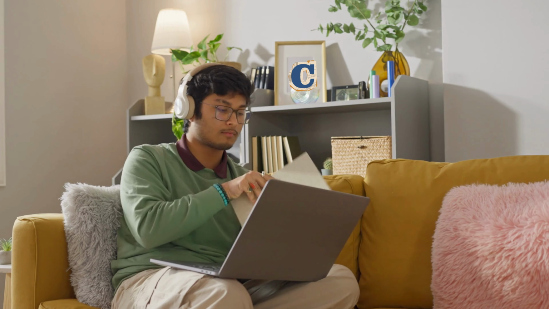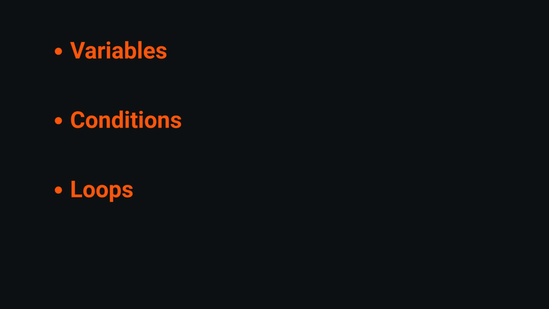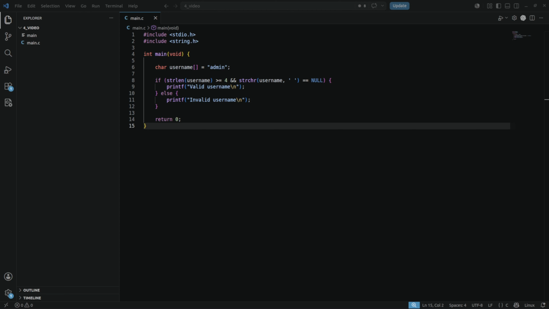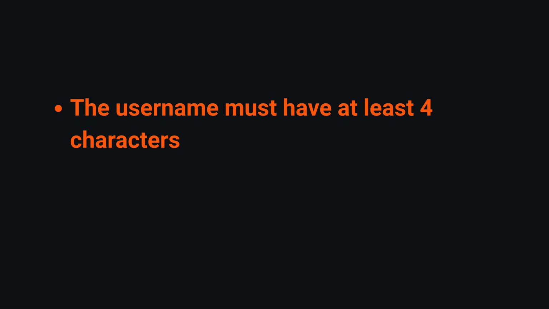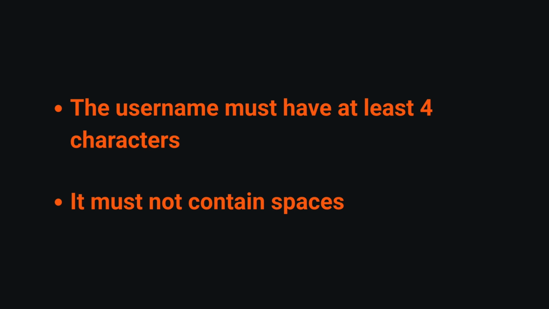Before we look at syntax, let's look at the problem. When you are learning C, it is normal to put everything inside main. Variables, conditions, loops, and print statements all go in one place. Now, for a small program, that's okay. But once the program grows, main can become crowded fast. So let's say we want to check if a username looks valid. For this beginner example, we will use two simple rules. The username must have at least 4 characters and it must not contain spaces.